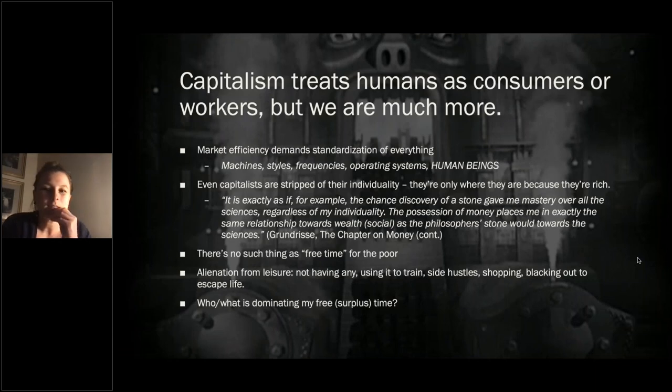Capitalism treats humans as consumers or workers, but the fact of the matter is that we are much more than that. So market efficiency, this idea that we need to be able to make maximum amount of profit from each economic situation, kind of demands the standardization of as much as possible, right? And so this goes for things like machines, styles, frequencies, operating systems, and of course human beings.